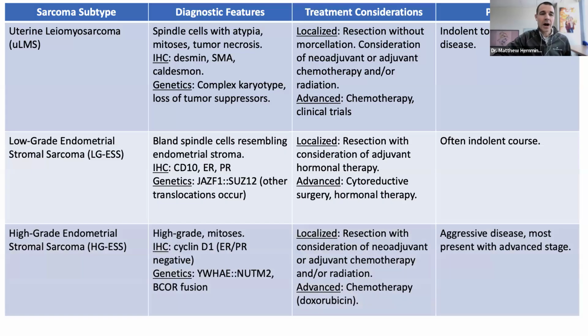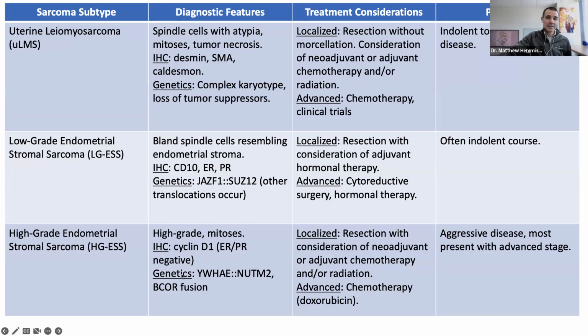And compare this to high-grade endometrial stromal sarcoma. So contrasting features here is that tumor cells look more aggressive, meaning there's more evidence of growth. There's more atypia or abnormal looking cells. There can be more necrosis in this type of disease. A distinguishing feature for high-grade ESS is the expression of the cyclin D1 protein, which pathologists will stain for.